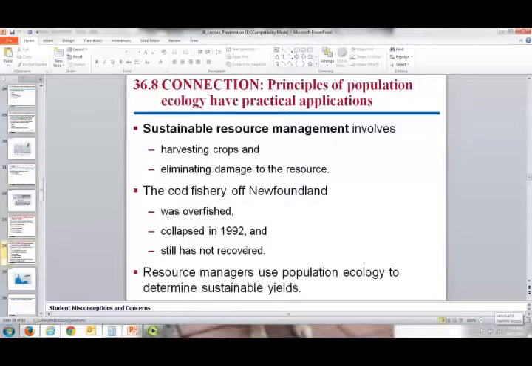So for practical applications, we try to have sustainable resource management, and this should apply to how we harvest crops, eliminate damage to natural resources, and overall manage any of our lands. So an example would be the cod fishery off of Newfoundland. This was overfished and it collapsed in 1992, and it still is not recovered. It's going to take a long time for that to recover because the resources were not well managed. So resource managers use the population ecology as a basis to determine what are sustainable yields.